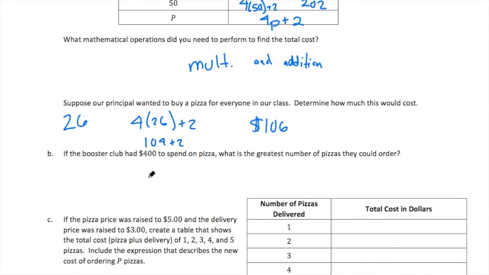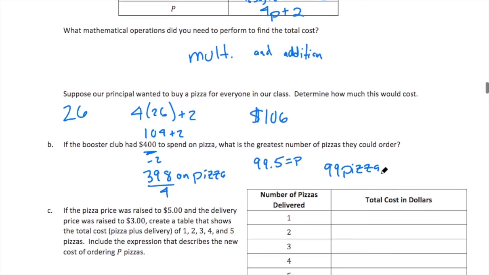Now, if the Booster Club had $400 to spend on pizza, we can work backwards to figure out how many pizzas they could order. The first thing we need to think about is, let's take away that delivery charge. So take away the $2, there's $398 that we're spending on the pizzas themselves. Now, each pizza costs $4, so we divide by 4. That would give us 99.5 pizzas. We can't order a half a pizza. So in terms of real context, we can only order 99 pizzas.